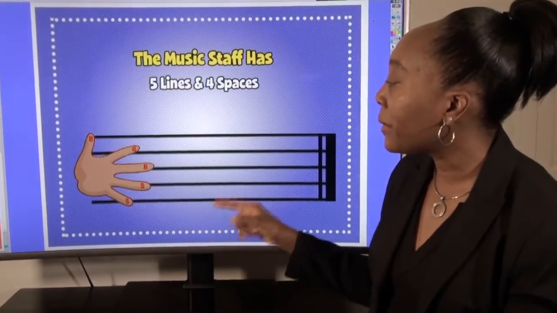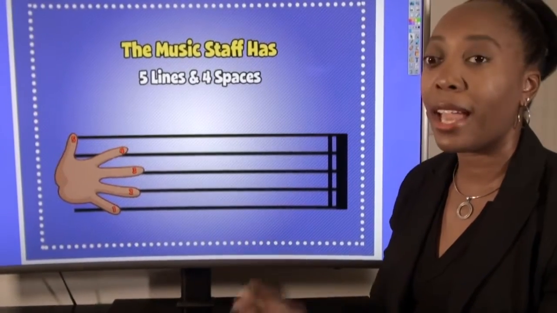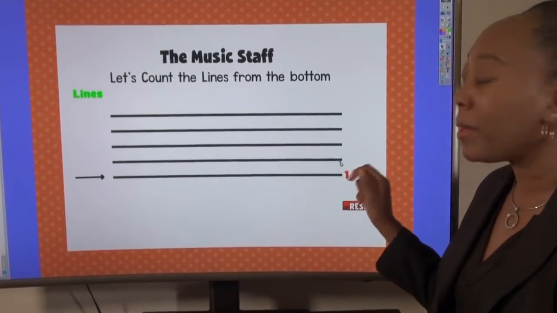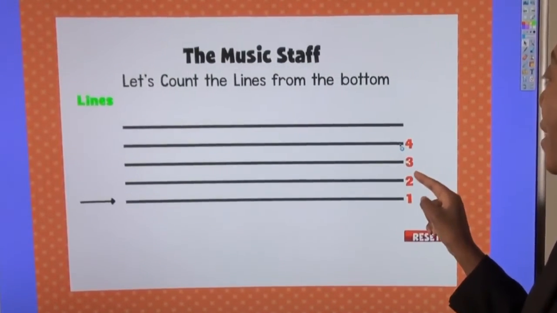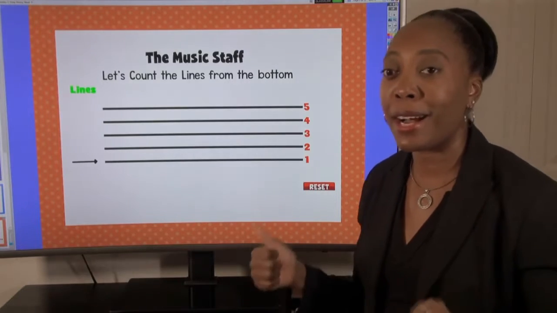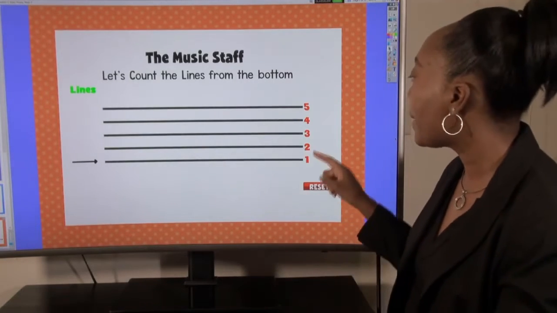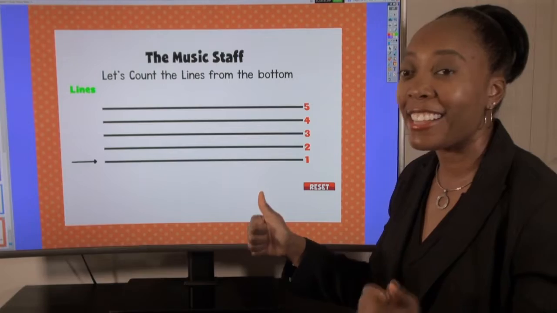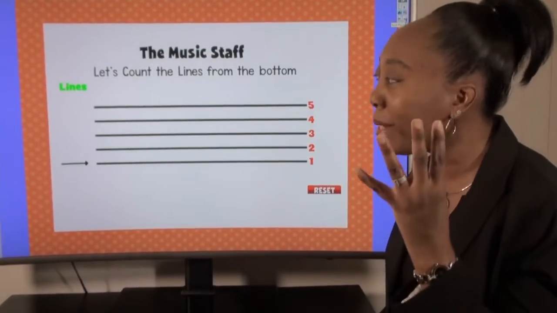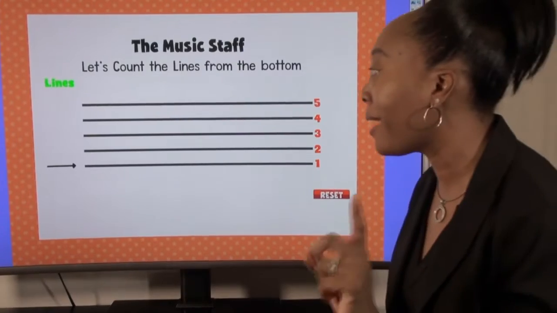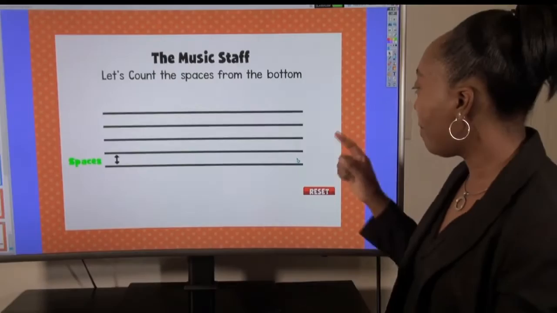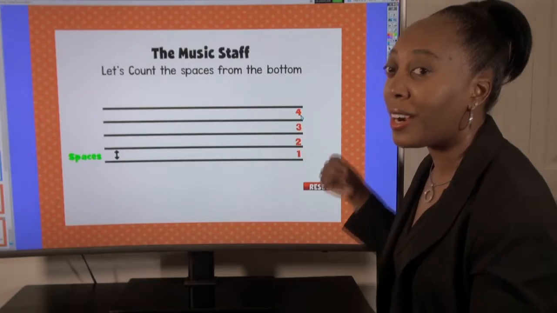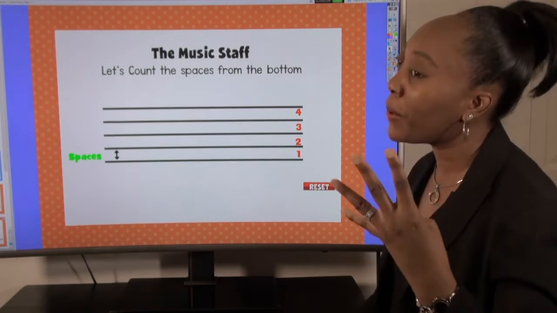So let's move along. Now we're going to count, and it's important that we count from the bottom up. Here we go. We're going to count 1, 2, 3, 4, 5. You count from the bottom up. And I like to sing, so let's sing those numbers. 1, 2, 3, 4, 5. Yeah, so we have 5 lines. How many spaces? Let's count those spaces. Here we go. Are you ready? 1, 2, 3, 4. Oh, 5 lines, 4 spaces.